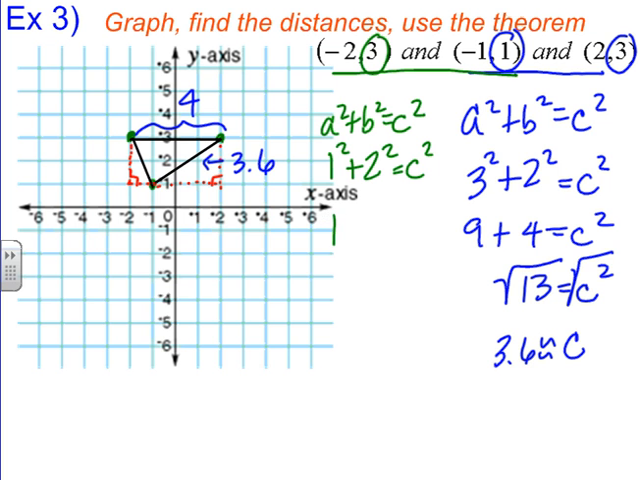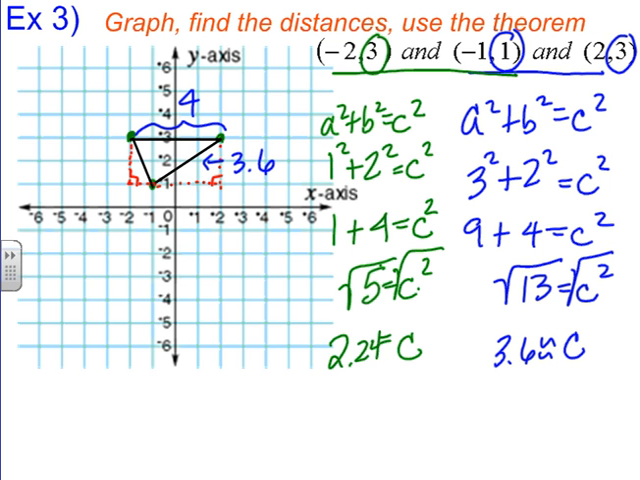And then we'll work this out. 1 squared is 1. 2 squared is 4. Equals c squared. And then we have 5 equals c squared. And then we'll take the square root of both sides to find out what c measures. And we find out that that's 2.24. So this side here measures 2.24. So that's how we use the Pythagorean theorem to help us find distances.